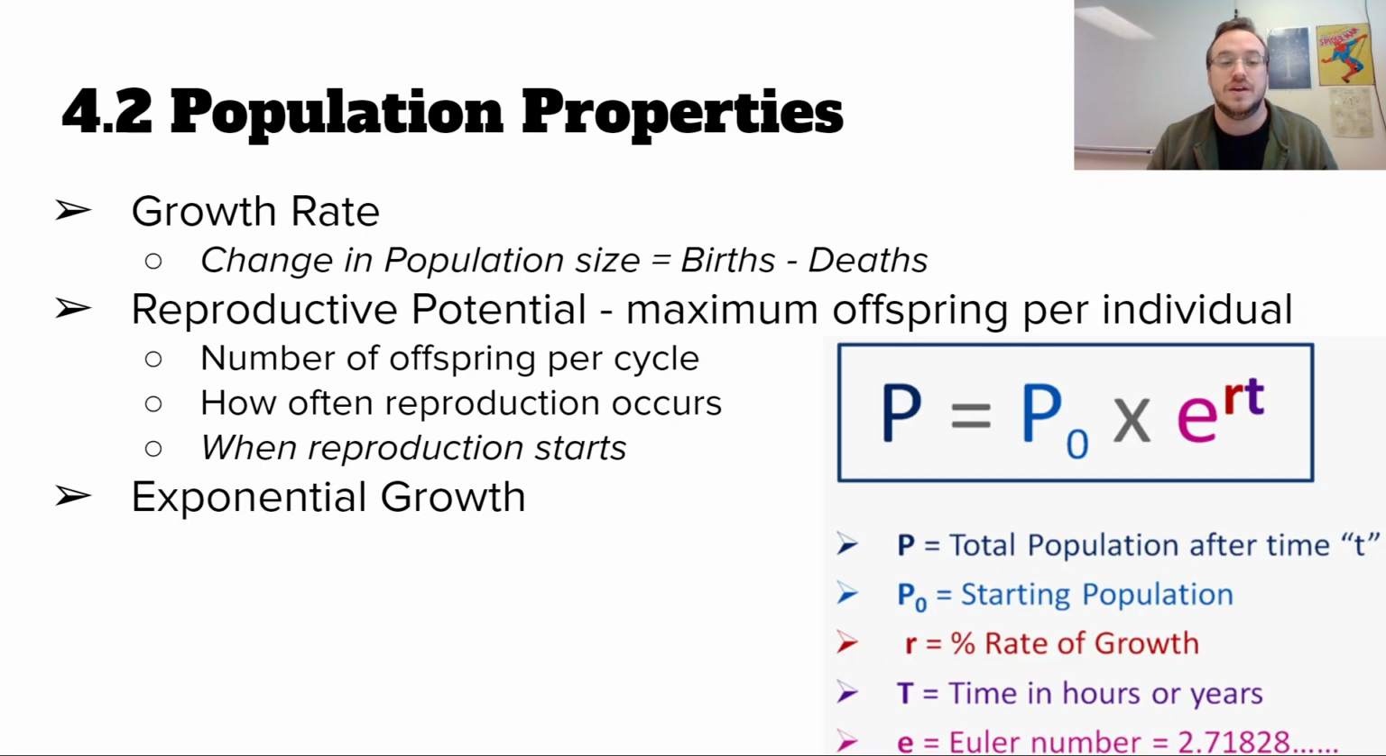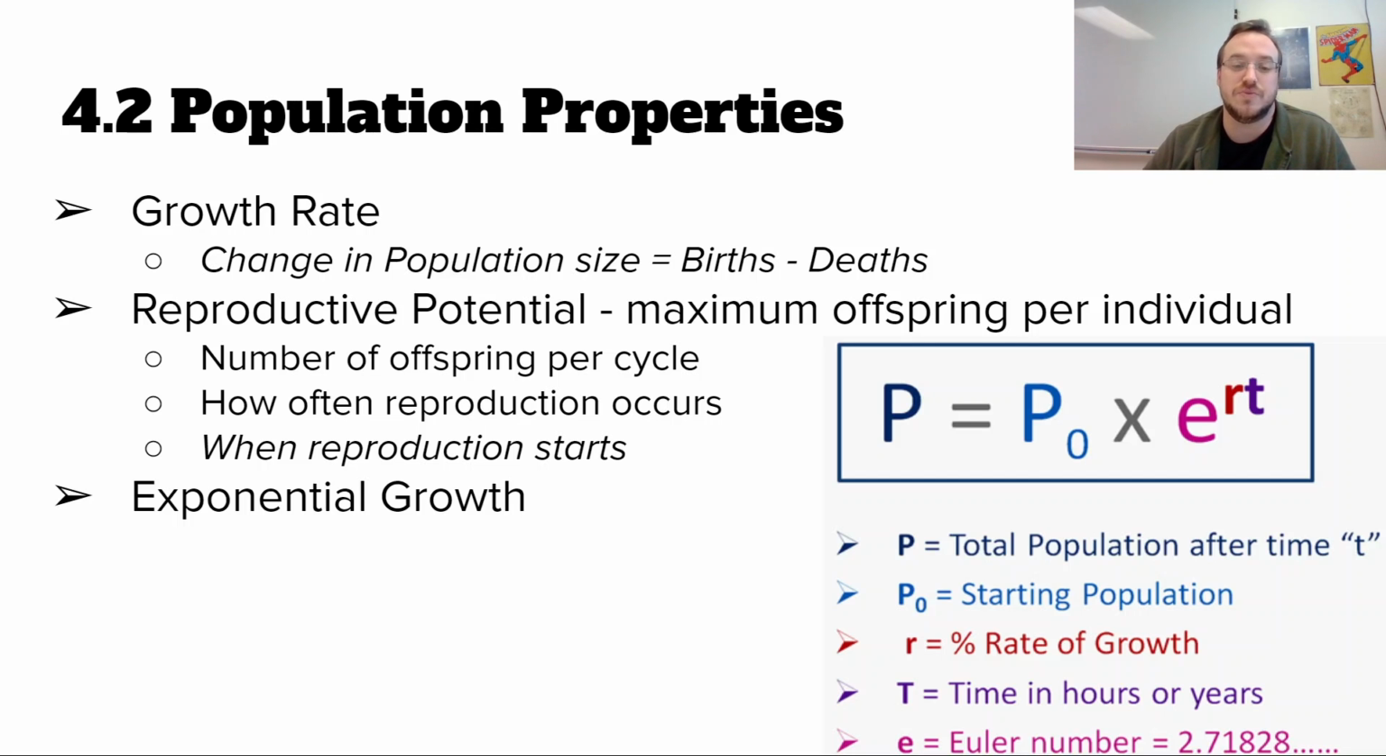Right. The other value we're going to talk about is the reproductive potential, which is the maximum amount of offspring a single individual could have. And that relies on three different factors. We've got the number of offspring per cycle. You can think about this as how many puppies or kittens are in a litter. Usually with humans, that's one, maybe two. Very, very rarely does it get larger than that. But if you look at, say, frogs, you're in the hundreds.